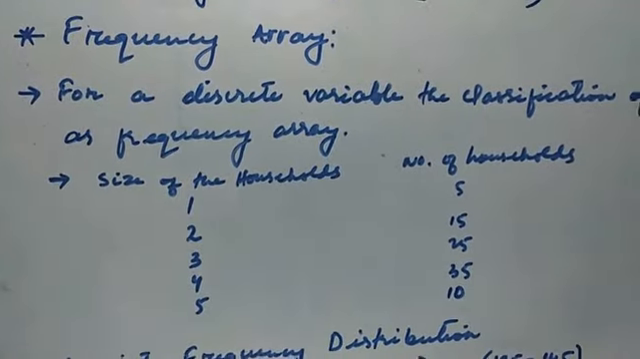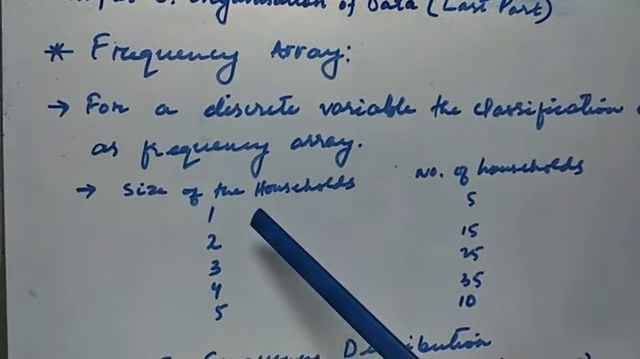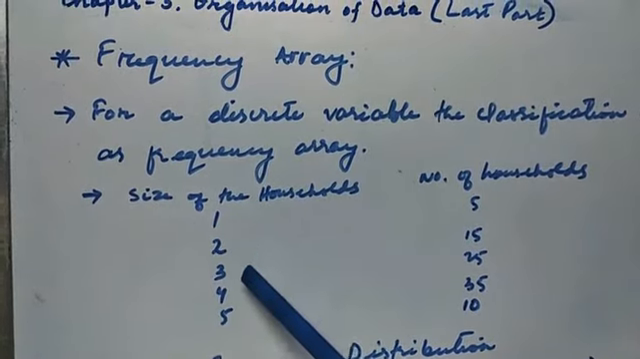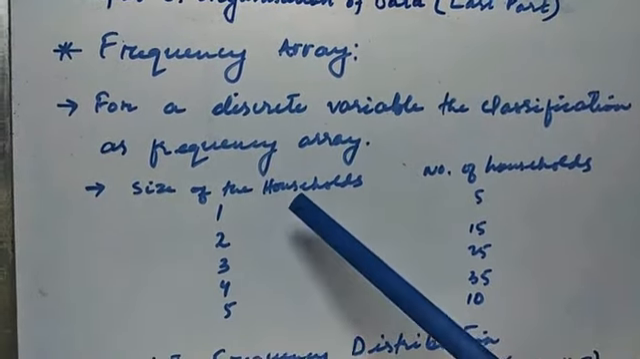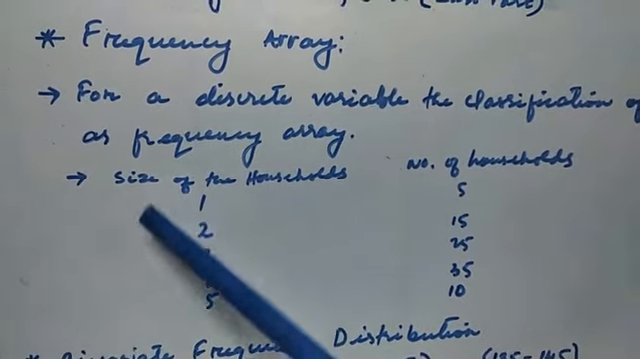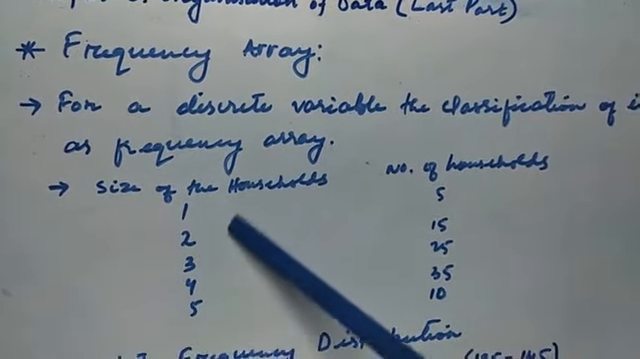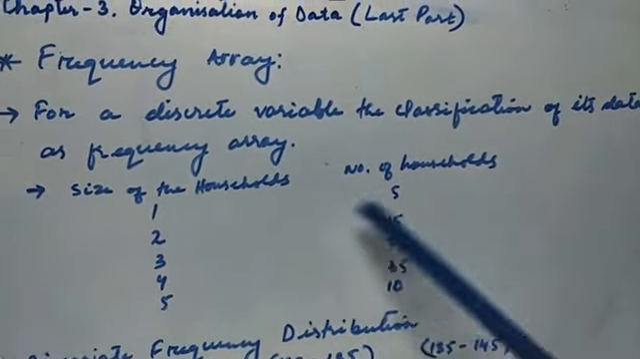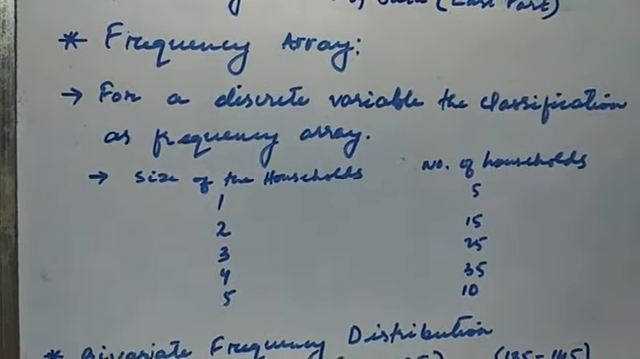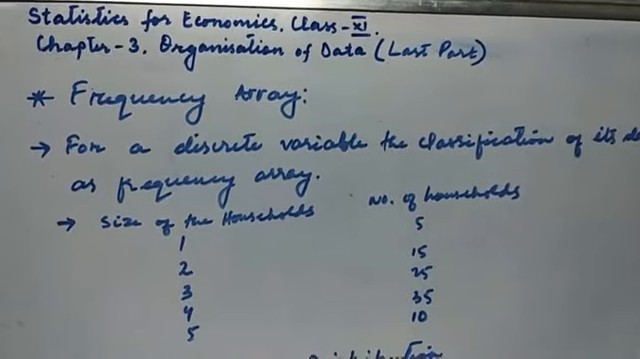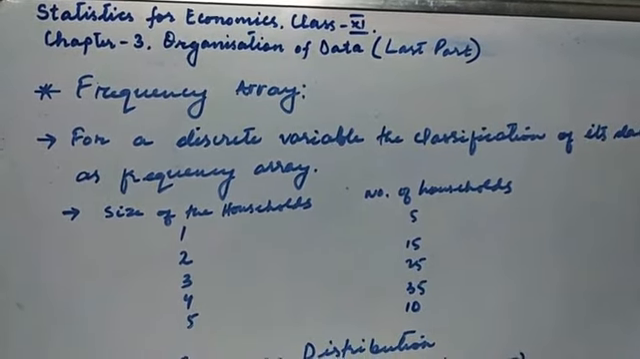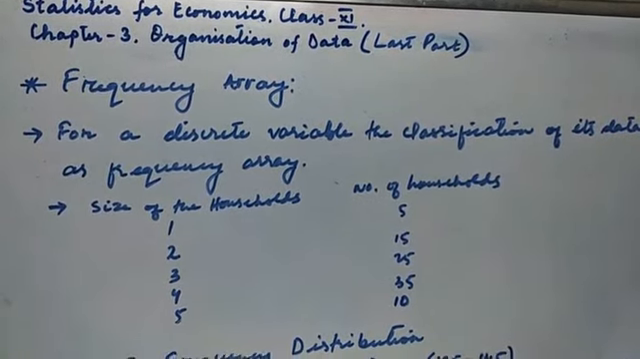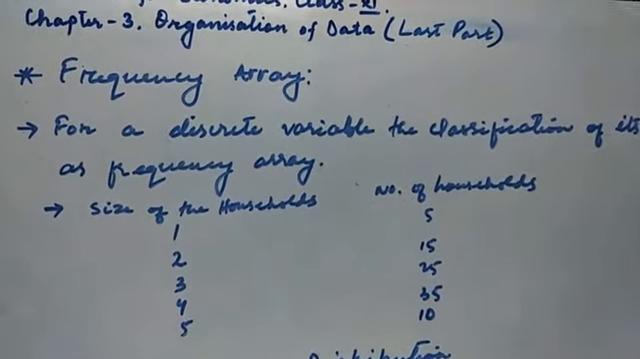The size of the household is a discrete variable that only takes integral values, as shown in this table. So it is discrete, not continuous. That is a frequency array for a discrete variable. When we classify the data of a discrete variable, it is called a frequency array.